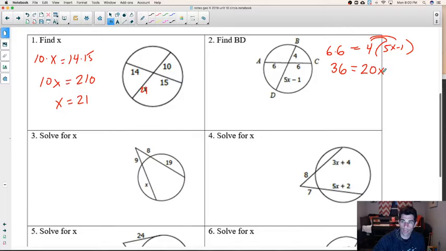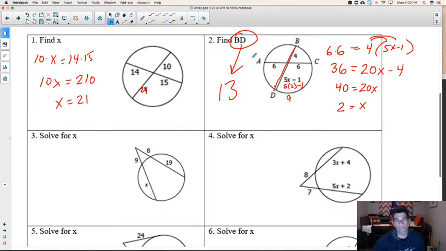That's going to be 20x minus 4 after the distributive property. Move that 4 to the other side. Divide by 20, and you get 2. All right, now, question said find BD. So 5 times 2 minus 1 is 9, and 9 plus 4 is 13. So there's your two questions with intersecting chords.